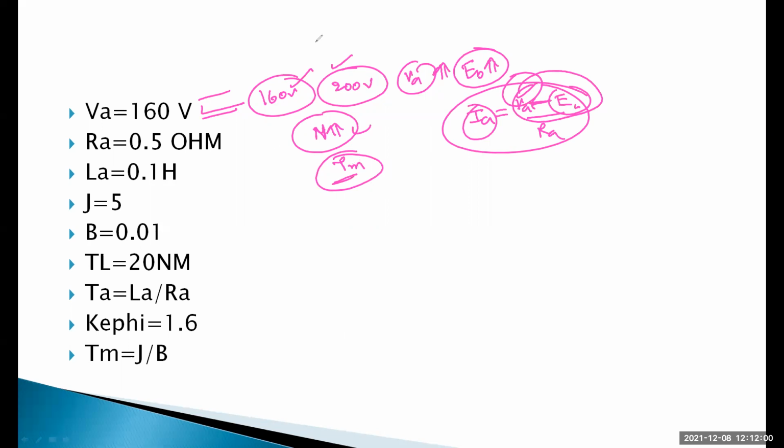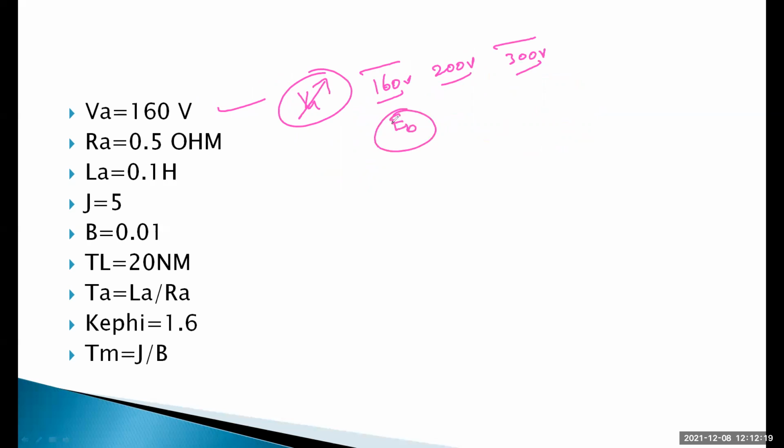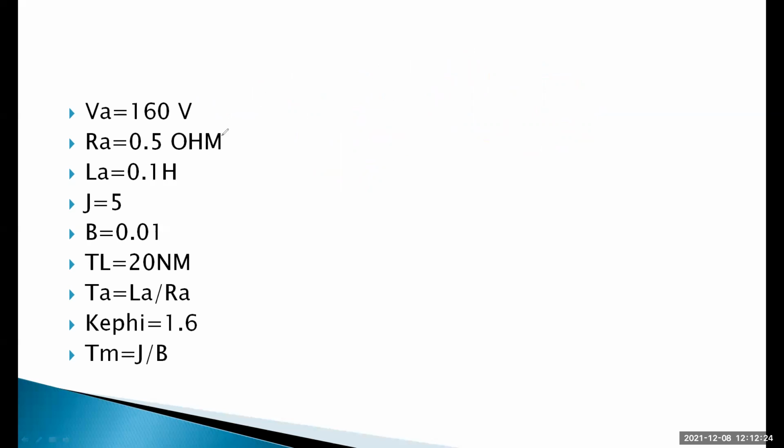Understood? So these are the different values. By changing the voltage variable Va, for 160 we get one type of response, for 200, for 300, and so on. We change the voltage, and the back EMF feedback is fed back to the supply, so we can control the speed of the separately excited DC motor. Here we take the armature resistance as 0.5 ohm, keeping the parameters fixed and changing only the voltage.